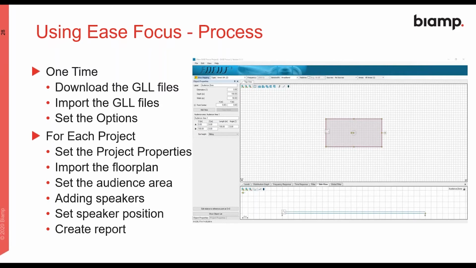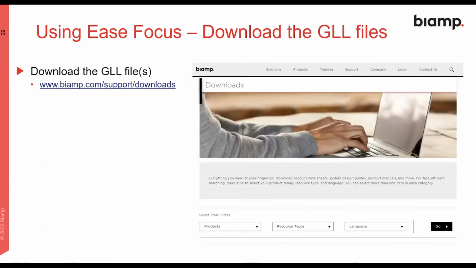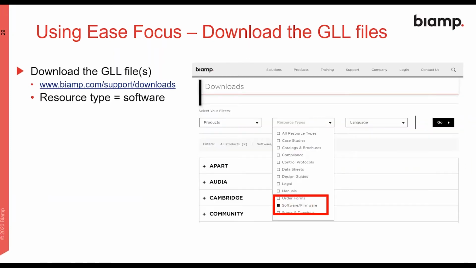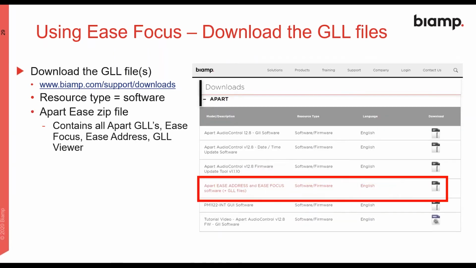For each project, you need to set the project properties, import the floor plan, select the audience area, set the audience areas, add speakers, set the speaker position, and create a report. So breaking that down, downloading the GLL files, if you go to this link, support downloads, you select resource type as software, so that's a filter within the download section, and you will find in the apart section, which appears, the apart ease address and ease focus software plus GLL files.